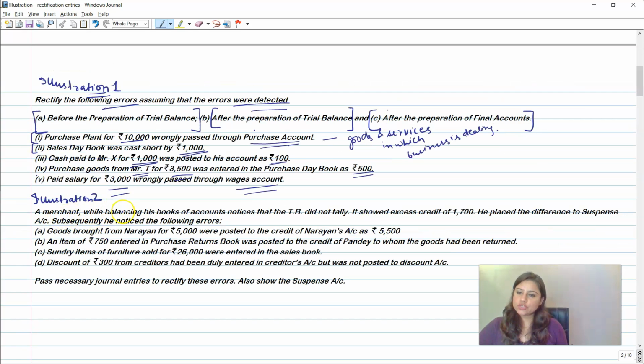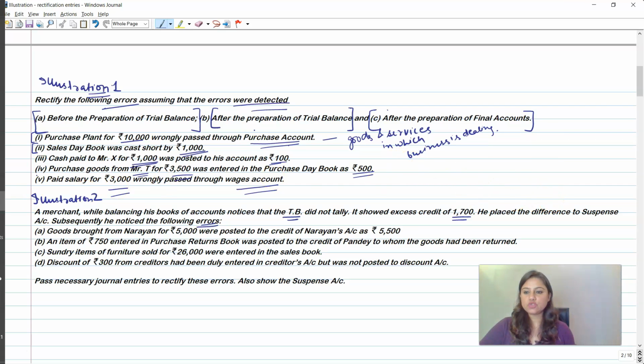So the second illustration talks about a merchant who, while balancing his books of account, notices that the TB did not tally and it showed excess credit of rupees 1700. So basically after preparation of the trial balance, such errors have been detected. After he placed the difference to suspense account, subsequently he noticed all the following errors.